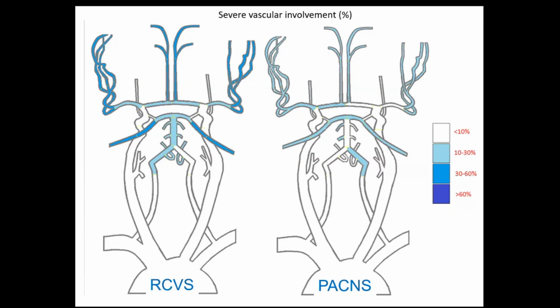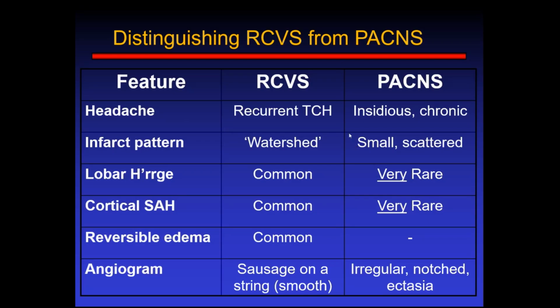The angiographic appearance is different. RCVS is more symmetric, with more severe narrowing. With vasculitis, the narrowings are not as severe and it's more asymmetric. So you can really distinguish one entity from the other very easily looking at the variable of headache. It's very different between the two. Thunderclap versus non-thunderclap, watershed versus small infarcts, the common presentations with hemorrhage, convexity bleeds, and brain edema, which is almost unheard of at the first presentation of PACNS. And then finally, the actual angiographic appearance.